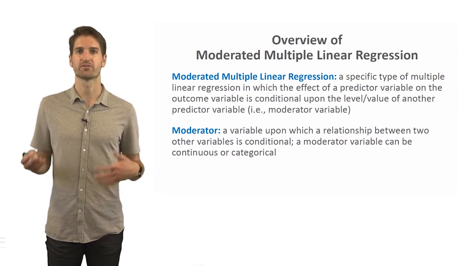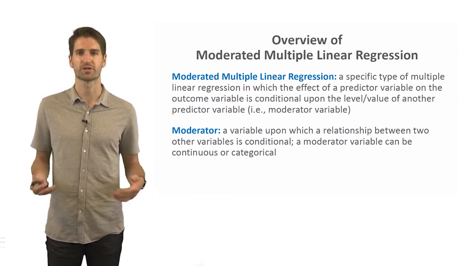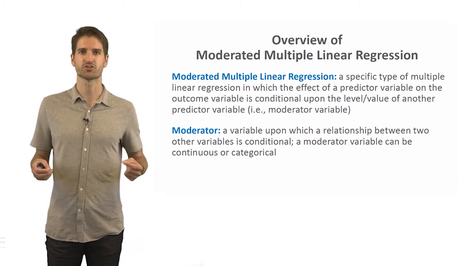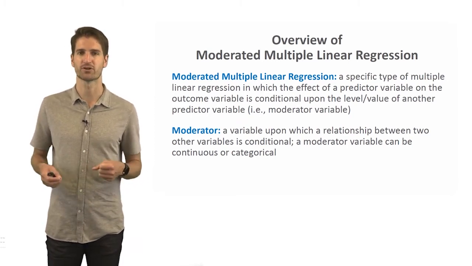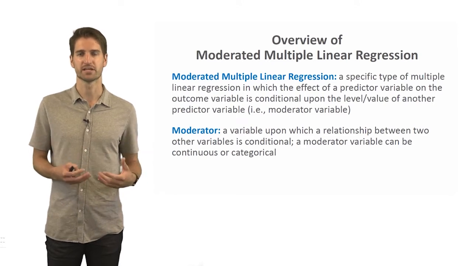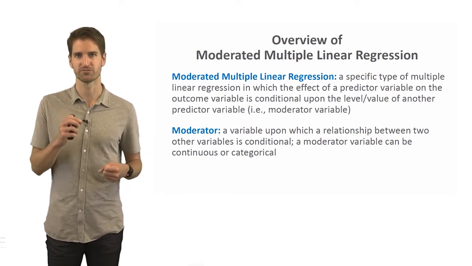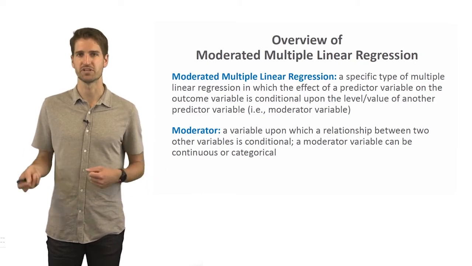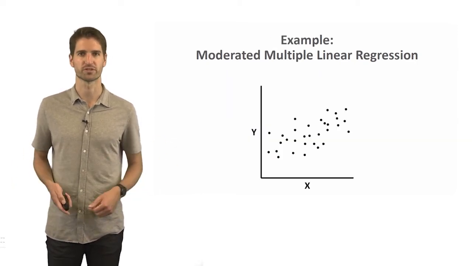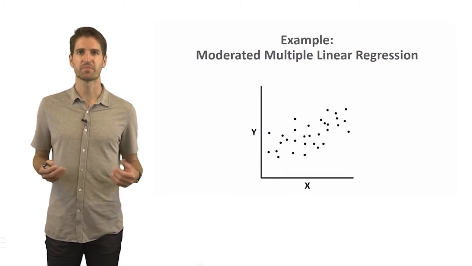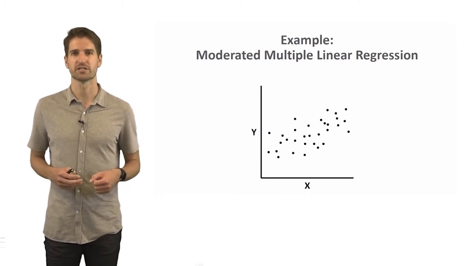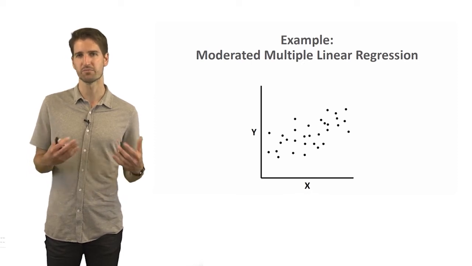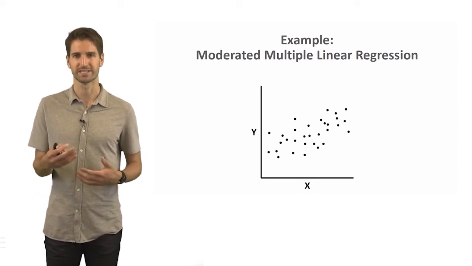Now, a moderator variable can be continuous or categorical in nature. It's sometimes a little bit more straightforward with interpretation when something is truly a categorical variable, and the moderator can be interpreted just at discrete levels of that variable, especially if it's dichotomous, such as male versus female, man versus woman, and so forth. So let's think about moderated multiple linear regression in a little bit more detail using this data visualization to understand why we might use it and why it's important and what it can tell us.